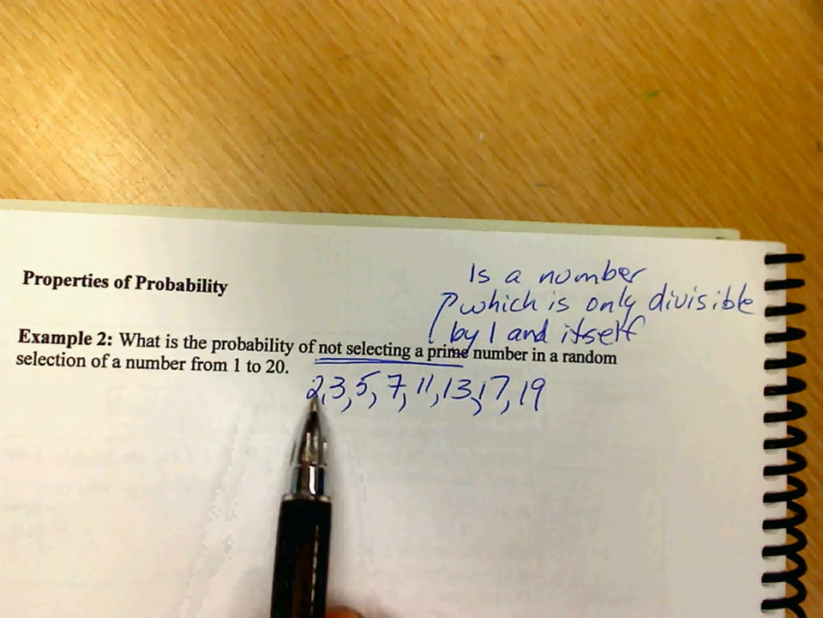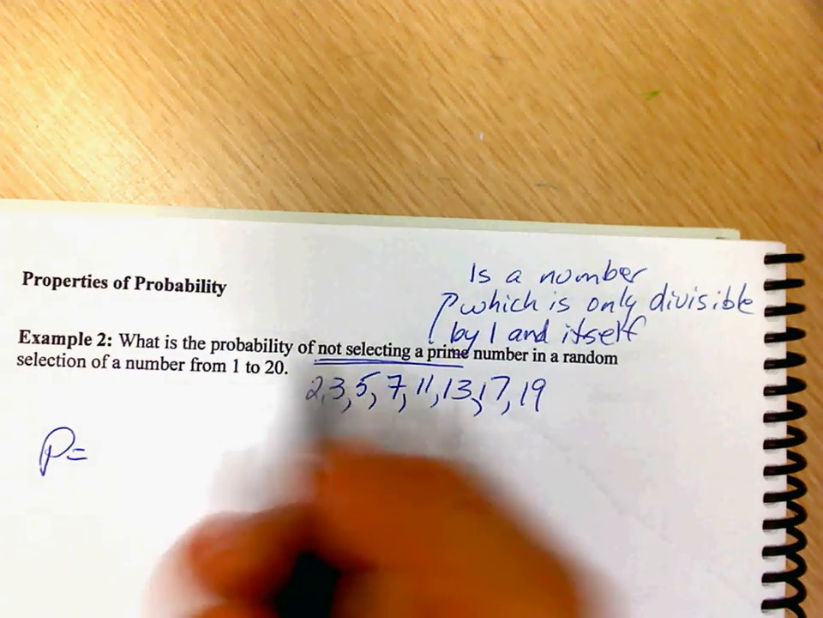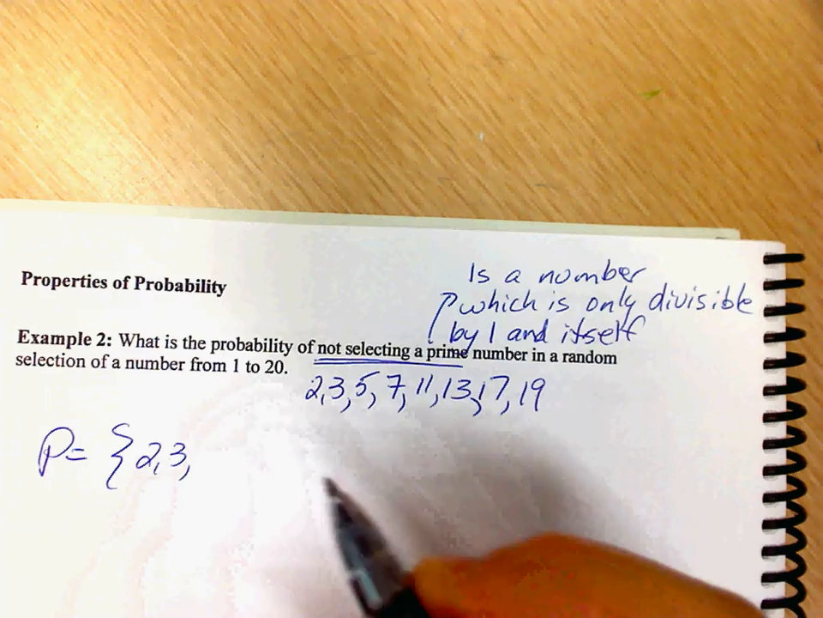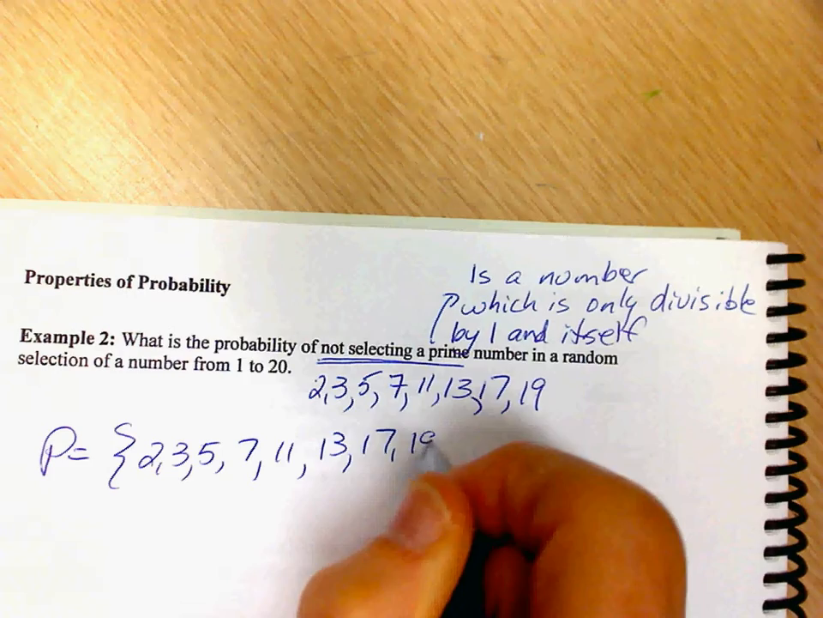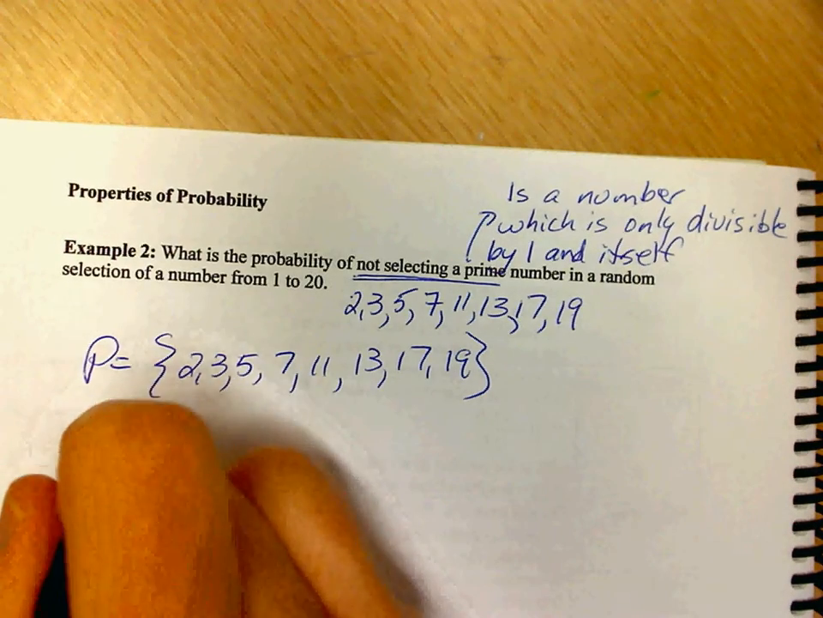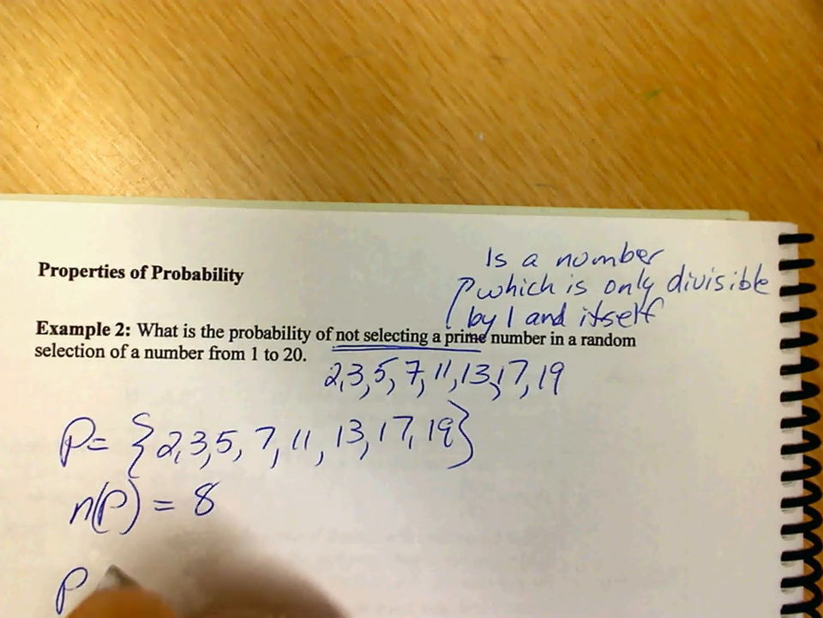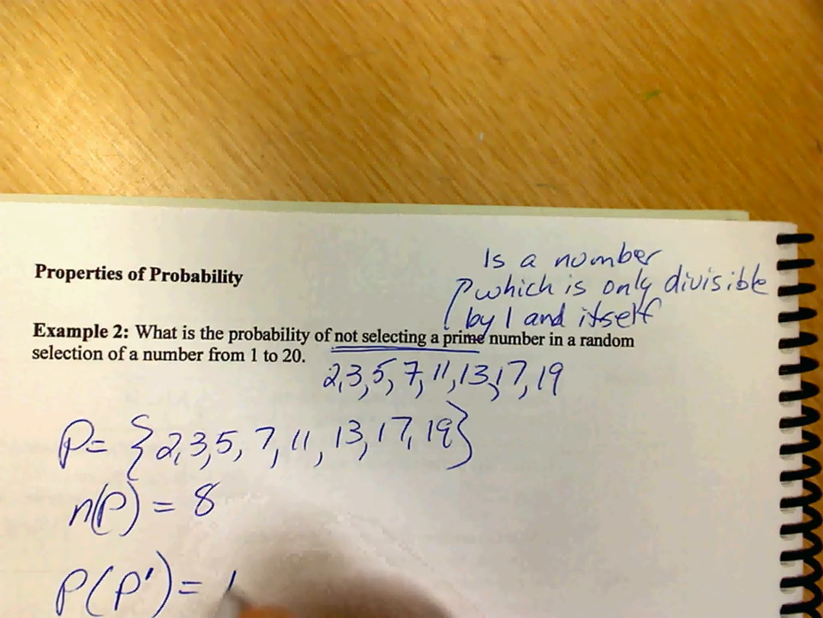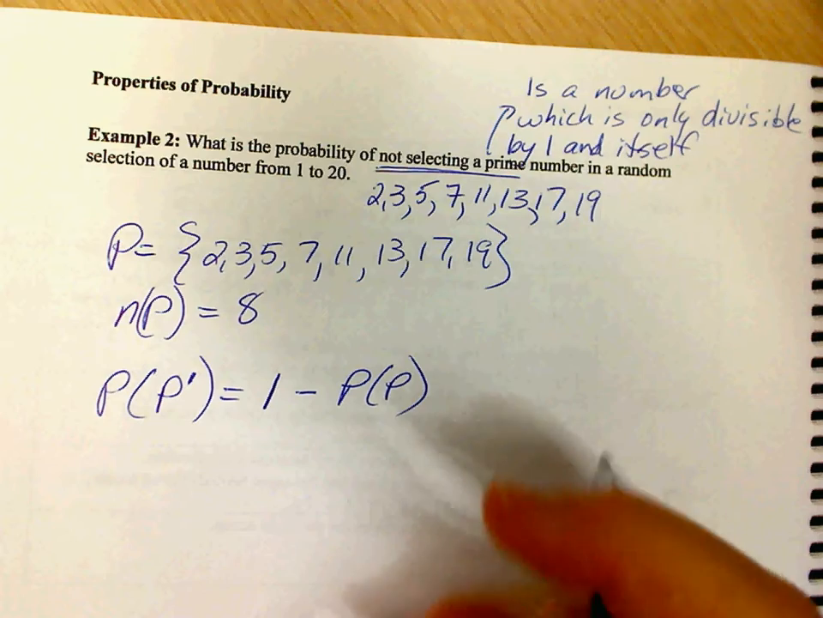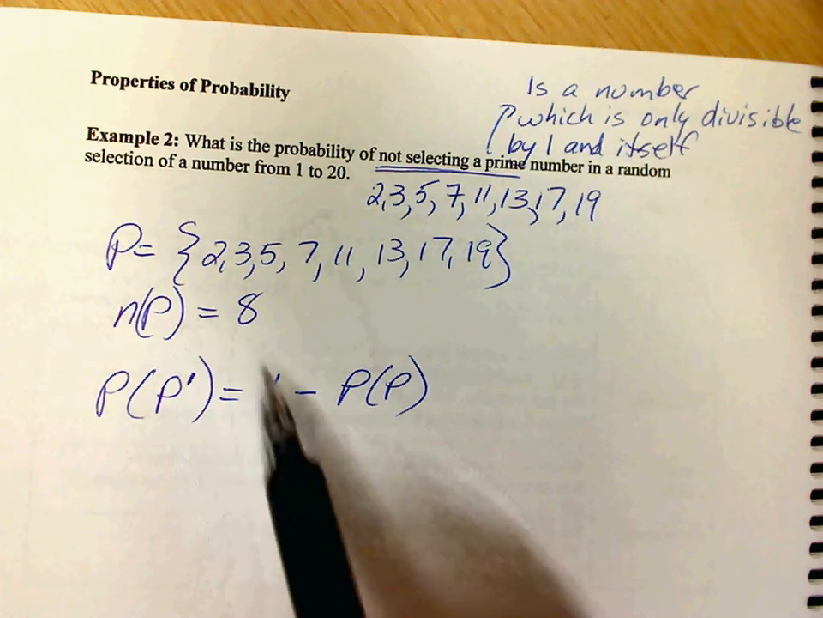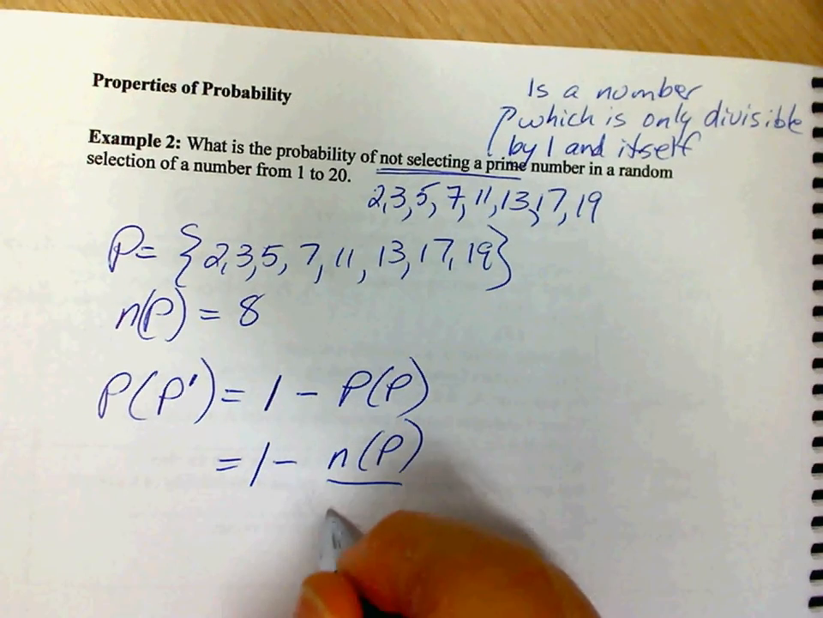1, 2, 3, 4, 5, 6, 7, 8. So why don't we define P as our prime numbers. Okay, so the number of ways P can occur is equal to 8. Now, they want the probability of P naught, so we know that will equal 1 minus the probability of P. Right? So a number is either prime or it's not. So we just go 1 minus that. So that equals 1 minus the number of ways a prime number can occur over the number in our sample space.